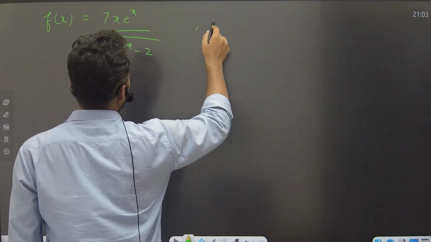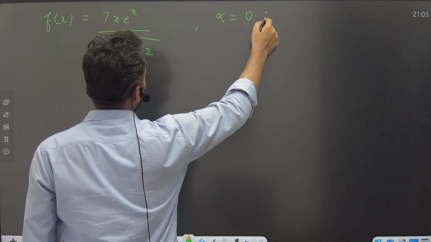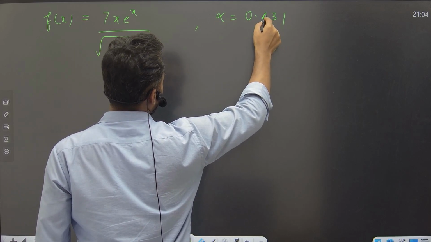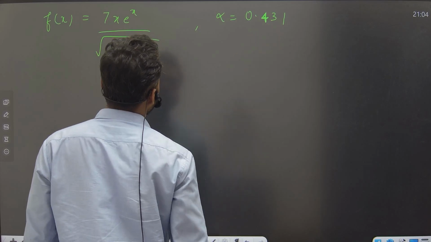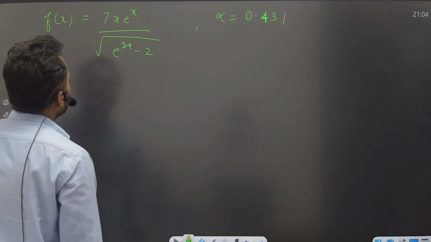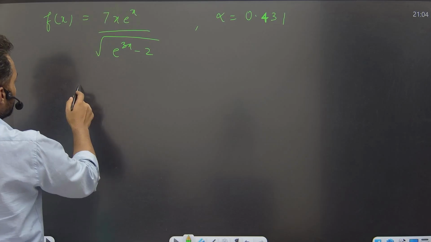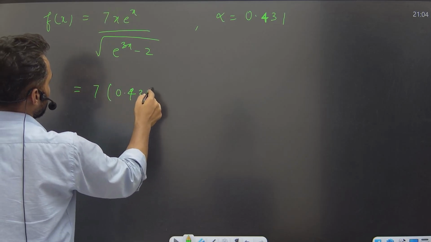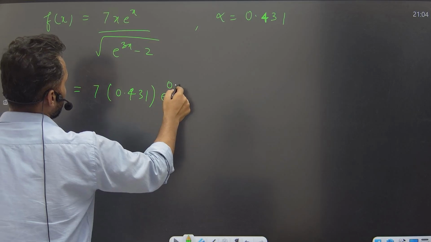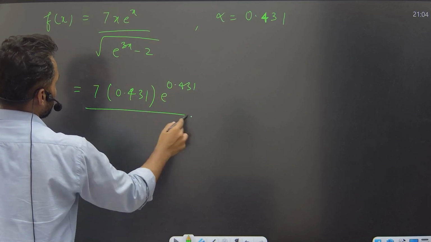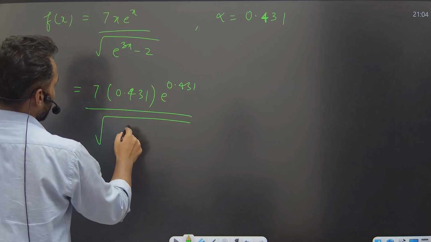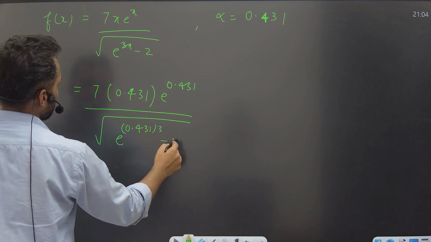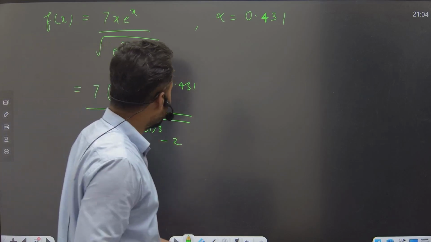First I am taking alpha equals 0.431. Let's say I am taking this particular value, alpha equals 0.431. So it will be satisfying this equation. So just plug the value. So it will be 0.431 into e raised to the power 0.431 upon root of e raised to the power 0.431 cross 3 negative of 2. Let's do it. Let's see what we are getting here.